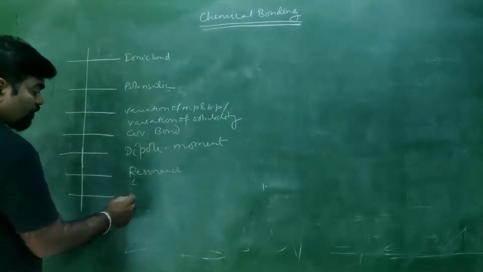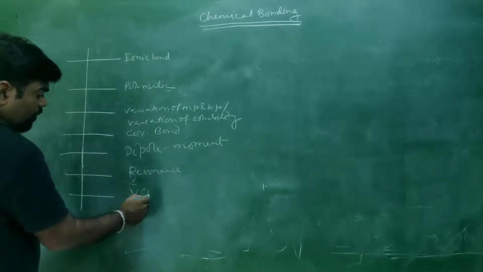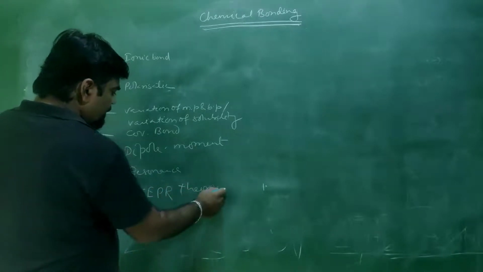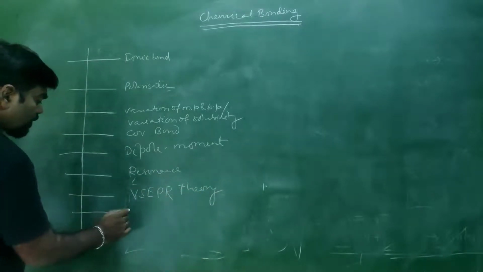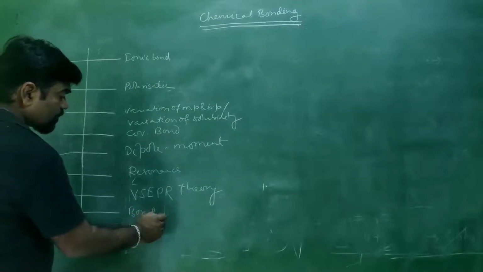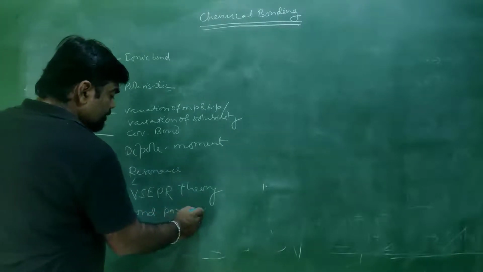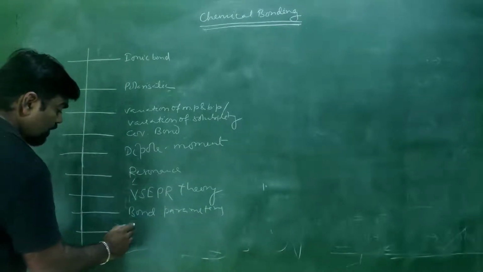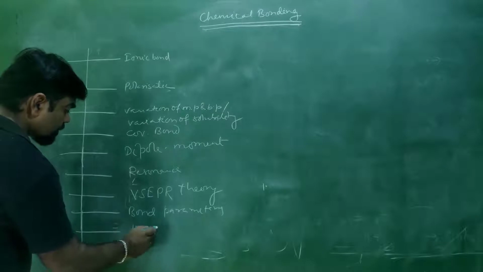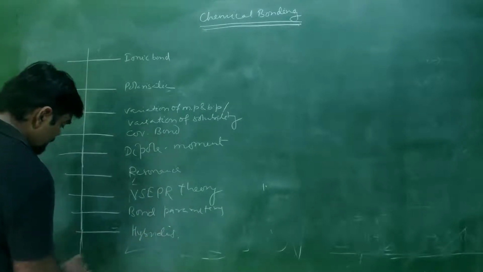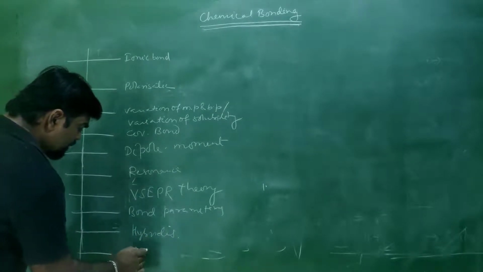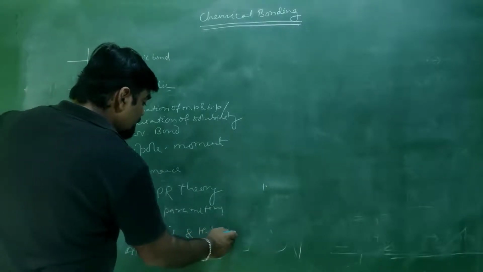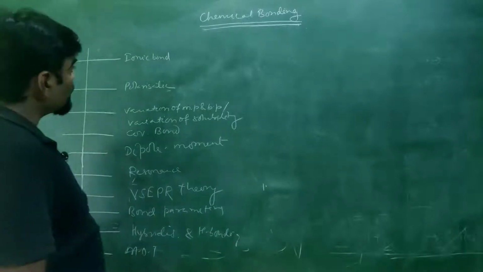resonance, then we'll go for valence shell electron pair repulsion theory, bond parameters, then hybridization, then we'll discuss molecular orbital theory, hybridization and hydrogen bonding. So this is a part of chemical bonding.